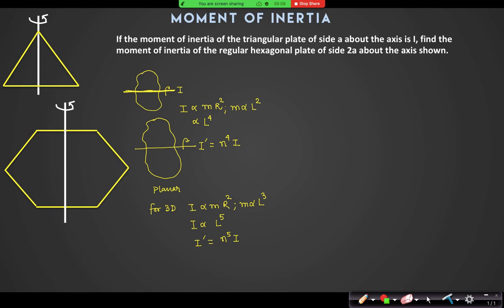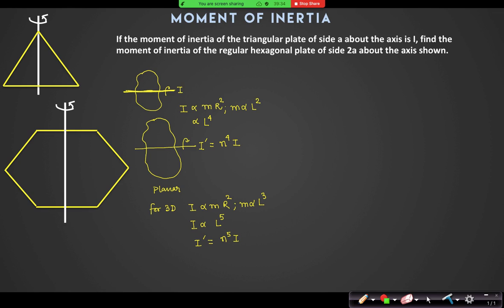So radius, length, everything will increase by a factor of n. Right. In this way, you can have an idea of the moment of inertia of a bigger body if you can simulate the same body with a smaller dimension.